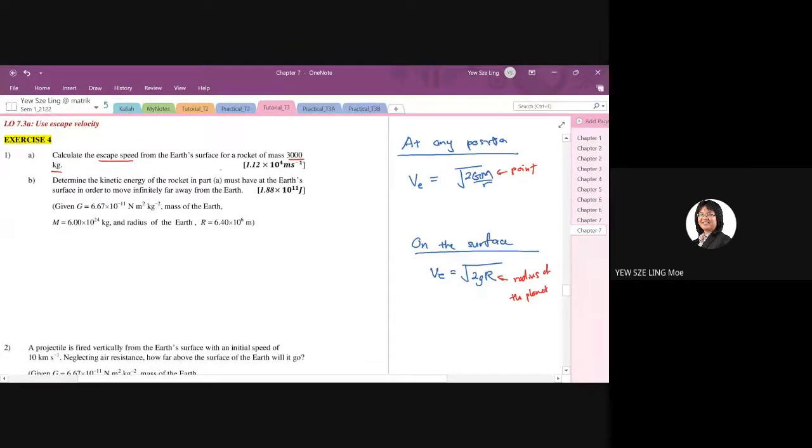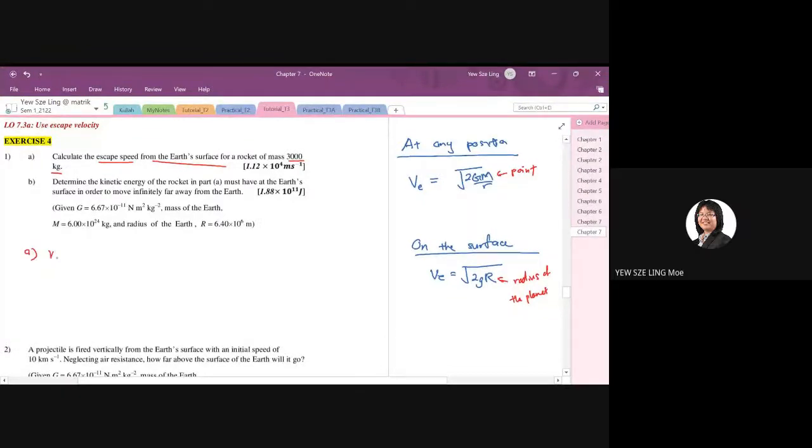So for this question, which one do we want to use? It is from the surface, so it's up to you, you can use either equation. The first one is for any position. The second one is solely for on the Earth. So let's see, if we want to use the second equation.